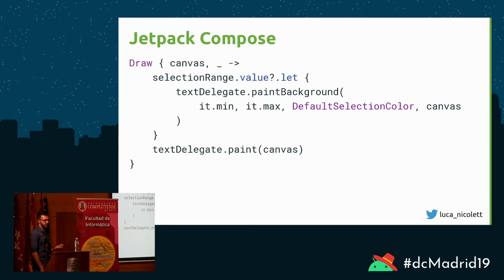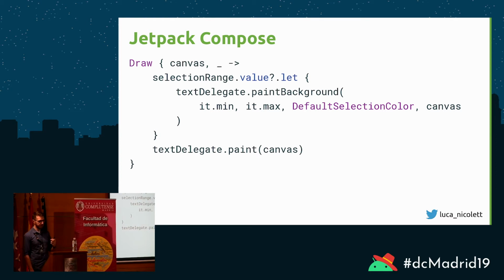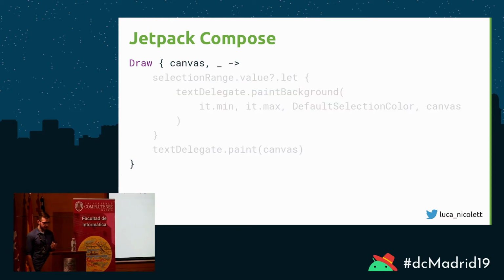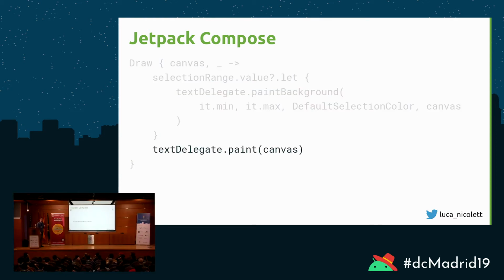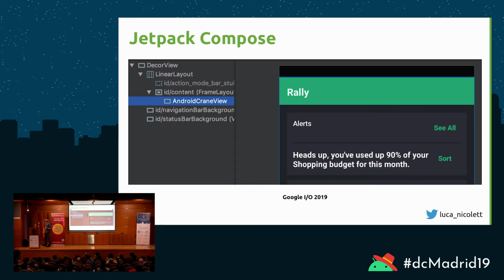This is the draw inside of it. It retrieves a canvas, and as you can see here, it actually paints the text. And that's what almost every composable function does at the end. It just calls the draw composable function and draws on canvas. As it draws on canvas, there's no view hierarchy.